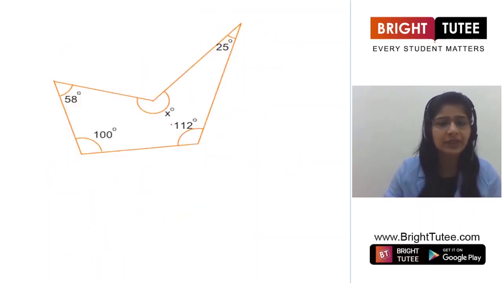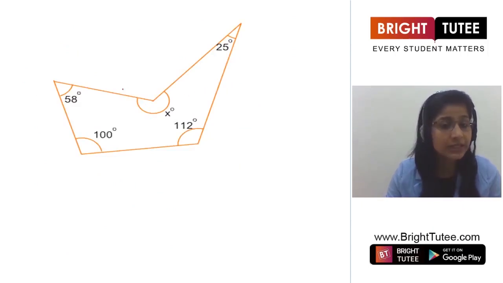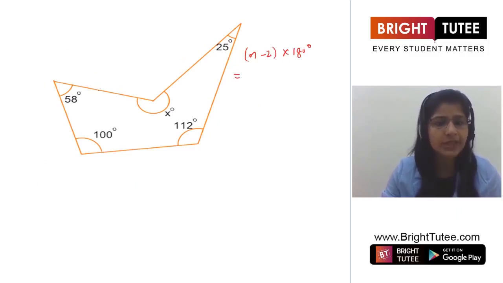So here is another figure that asks you the angle of x degrees. As you can see, it is a concave polygon. The formula will be n minus 2 multiplied with 180 degrees. So n is what? Number of sides. How many sides in this? This one is the first side. Let us just write 1. This is 2. This is 3. This is 4. And this is the 5th side. So it's a polygon of 5 sides.